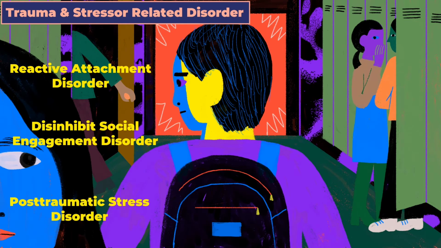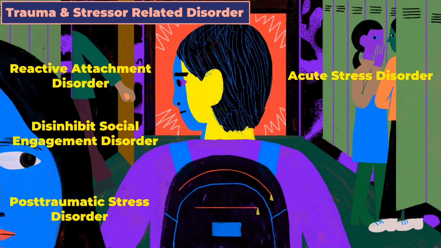Next is post-traumatic stress disorder. PTSD is the development of characteristic symptoms following exposure to one or more traumatic events. Next is acute stress disorder. Acute stress disorder is an exposure to actual or threatened death, serious injury, or sexual violation, like directly experiencing the traumatic event, witnessing the event as it occurs to others, or learning about the event itself.